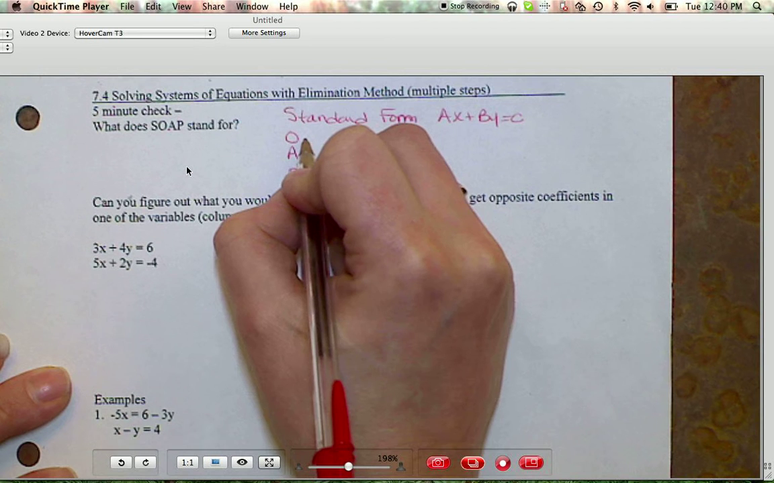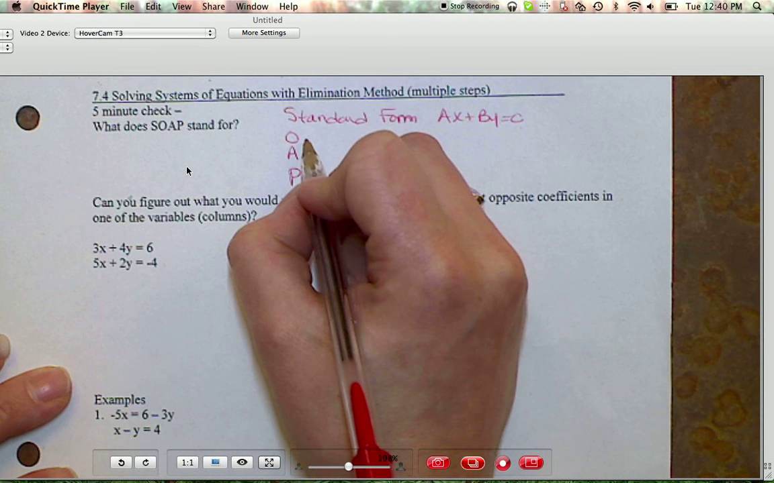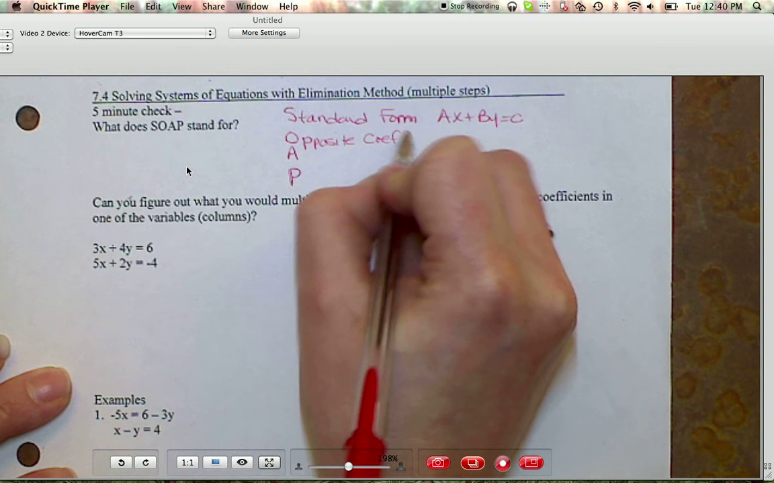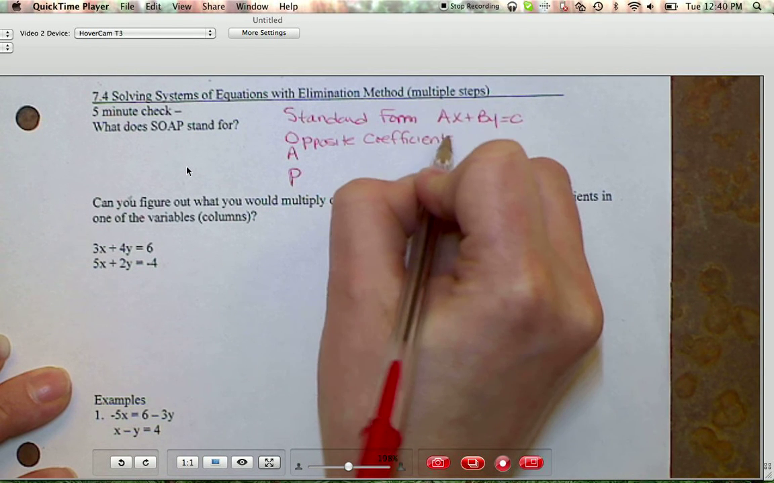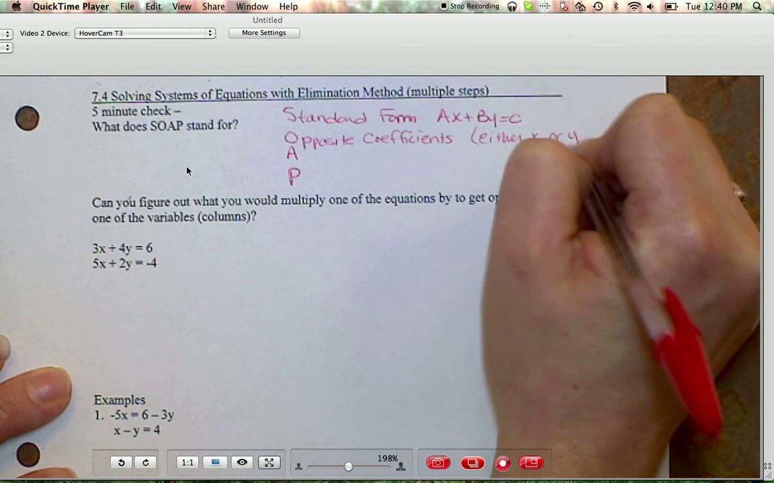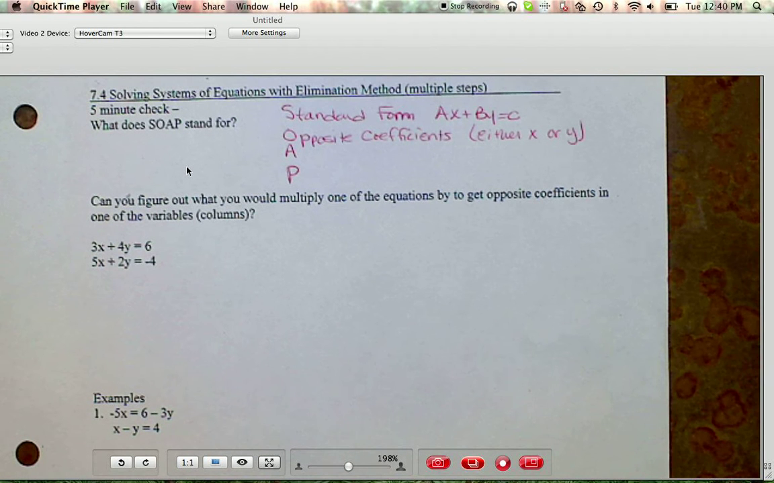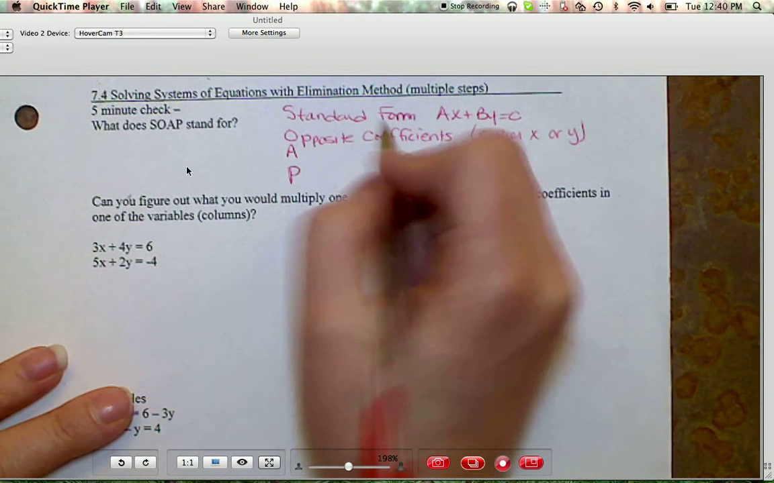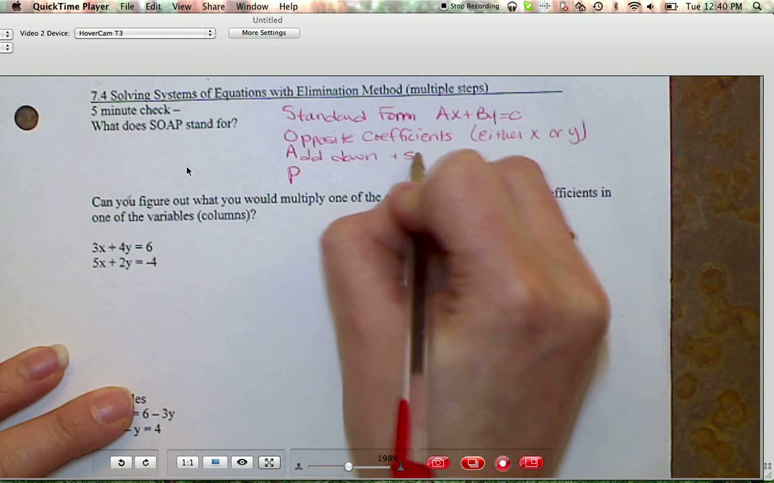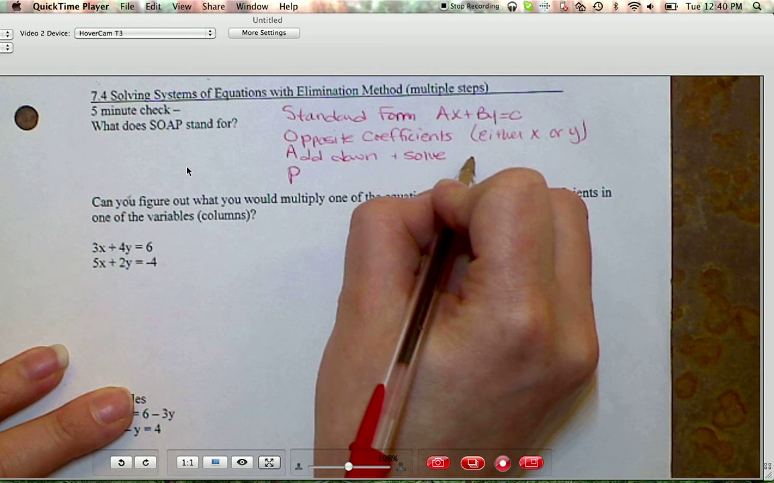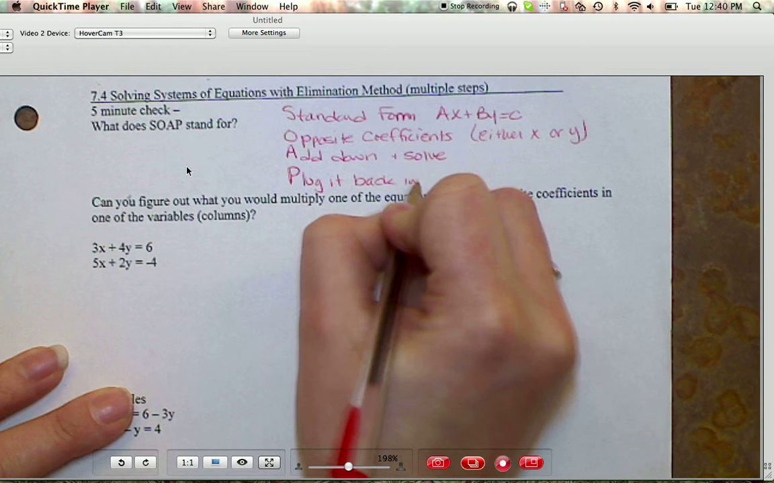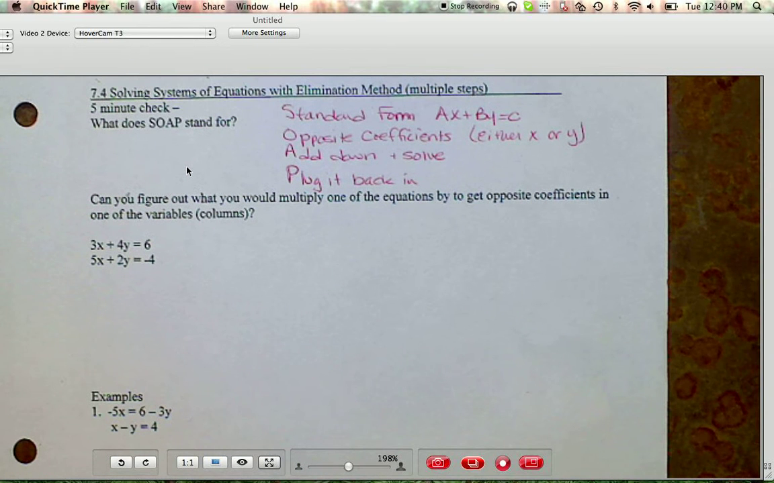Then you want to multiply one or both of the equations to get opposite coefficients. And remember, that is either the x or the y. It doesn't need to be both. You're just going to pick one column to get opposite coefficients. Then you add down and you'll solve. And then once you've solved for one variable, then you plug it back in to get the other variable. So let's go ahead and try these.